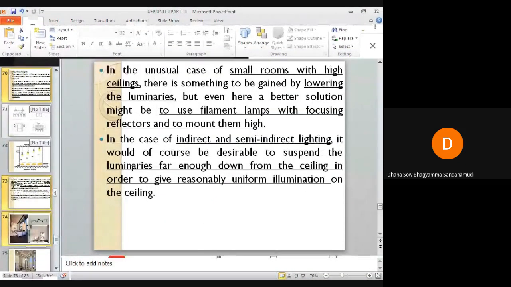And if I'm using indirect and semi-indirect lighting, we know that most of the light will be focused towards the ceiling. So what about the work surface? Because the ceiling is very high, but the room is very small. For that purpose, luminaries are usually brought down with the help of hangings.